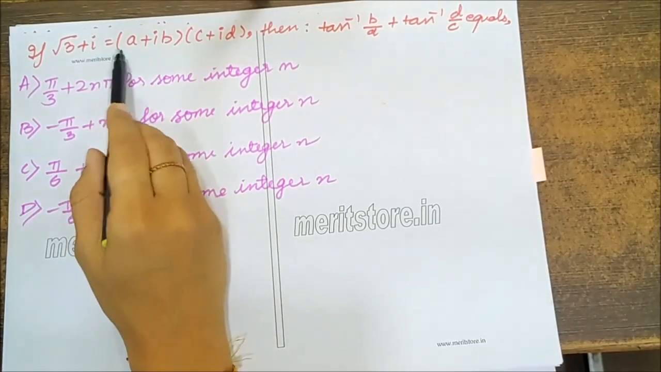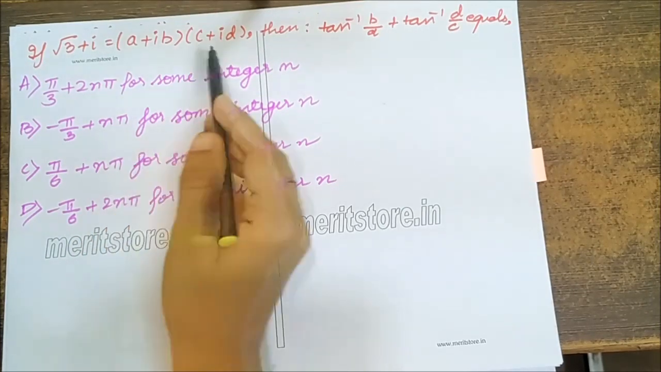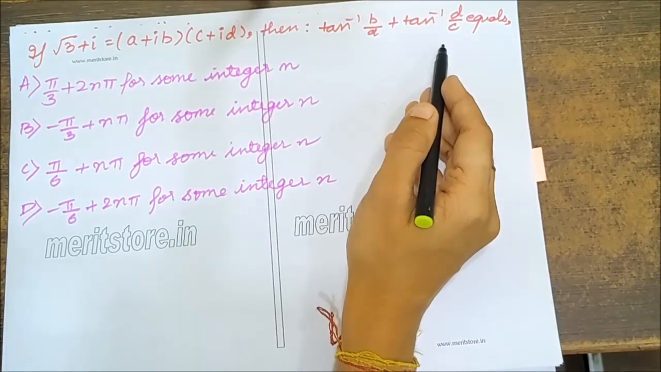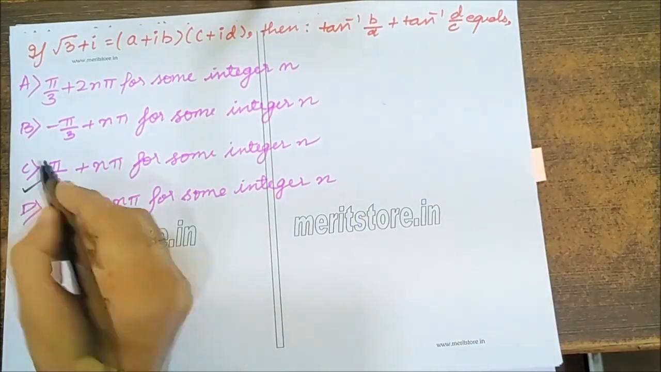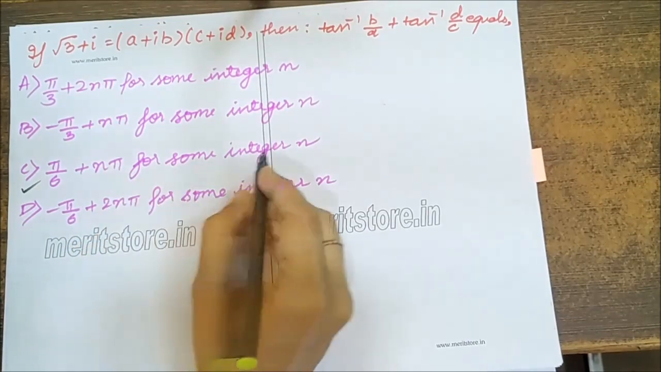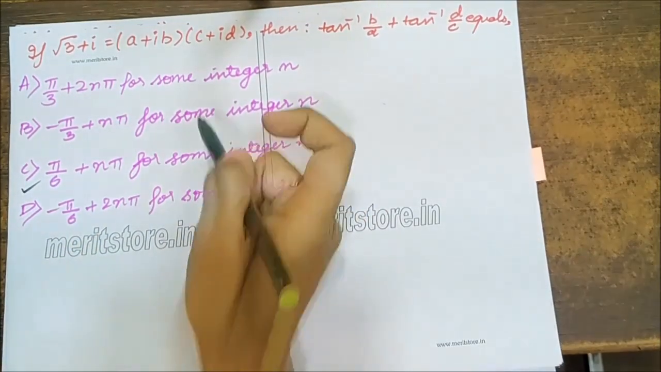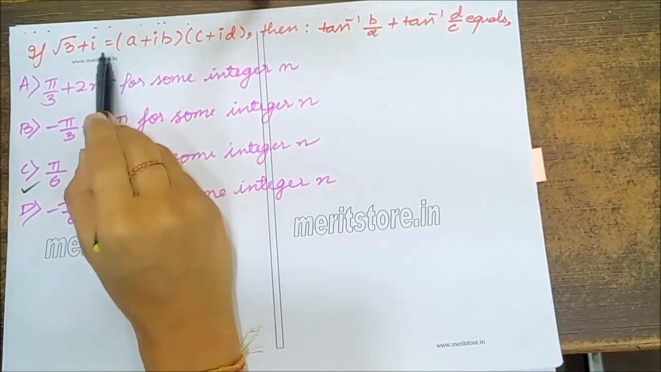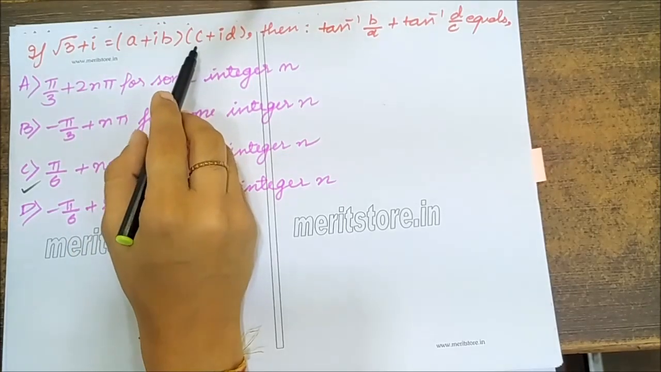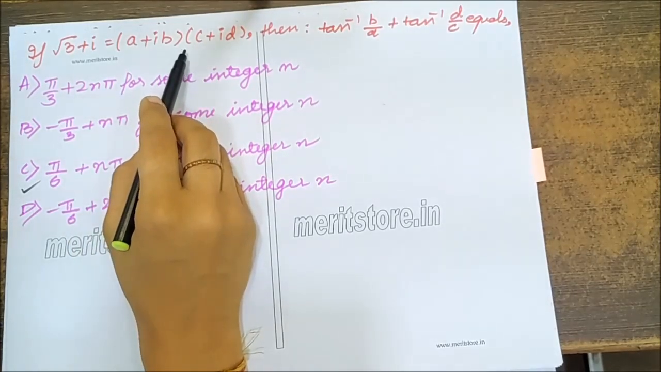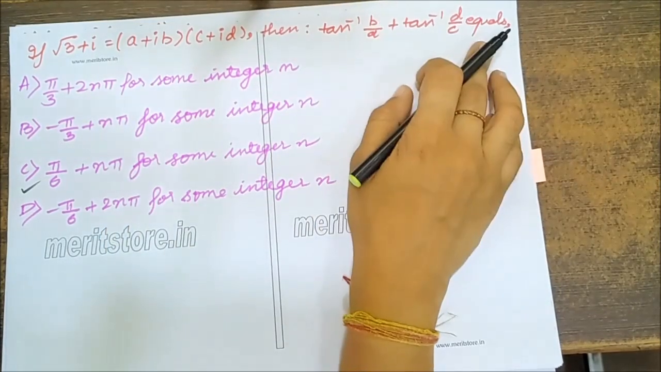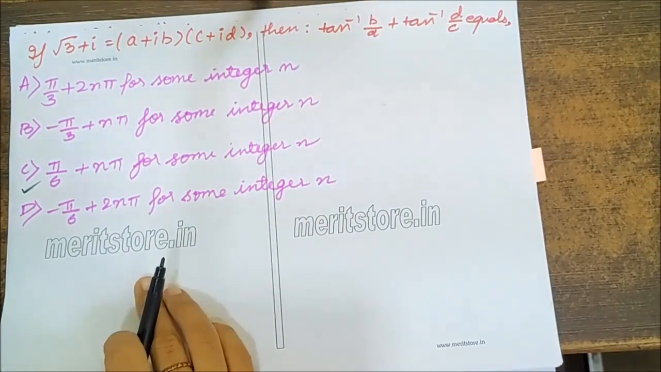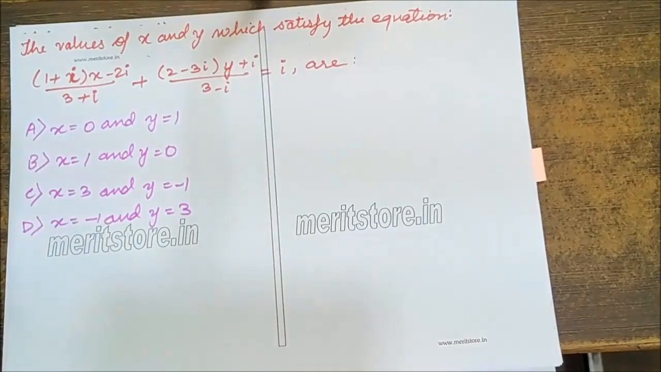If root 3 plus i is equal to a plus bi times c plus di, then tan inverse of b upon a plus tan inverse of d upon c will be equal to pi by 6 plus n pi for some integer n. Because here you will solve this equation a plus bi, taking real part together, imaginary part together, you get your a and b, and similarly you get your d and c. Here you are using the amplitude, you are using the values you get for a and b. So your answer will be pi by 6 plus n pi for some integer n.